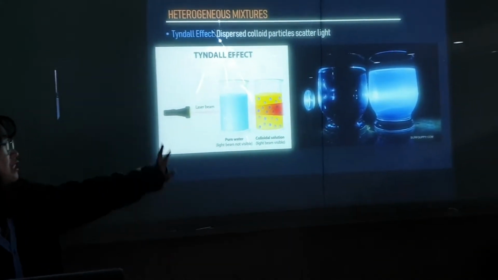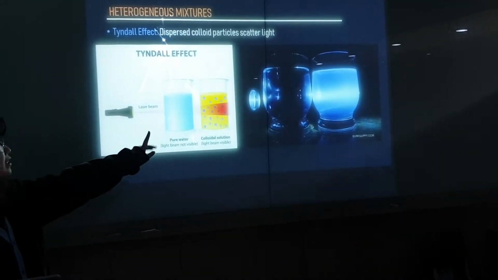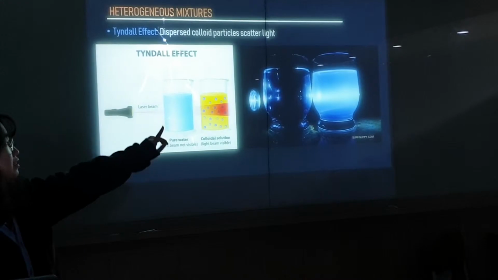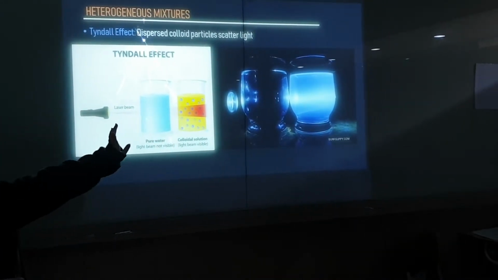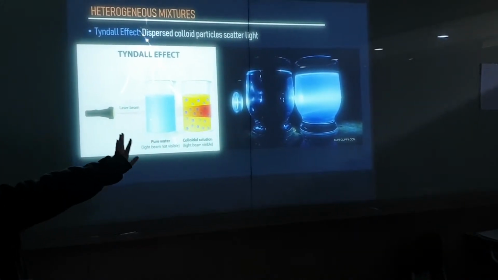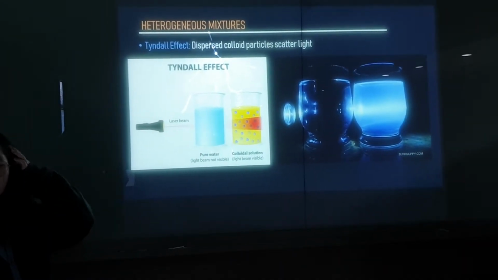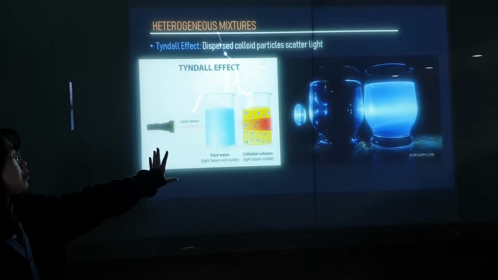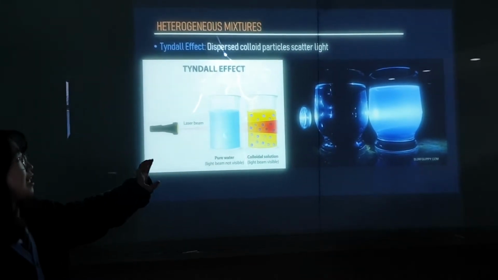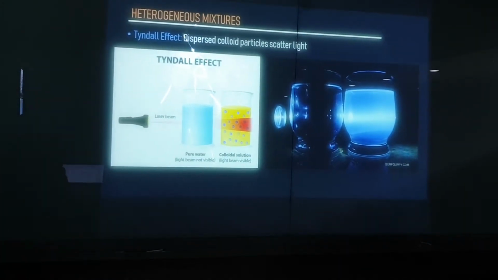So this is an actual experiment. In the water, you can't see the light shining through. However, that other water is mixed with soap. Because there are particles inside, you can see that the beam is visible, because all the particles are colliding with the light, making the light scatter.